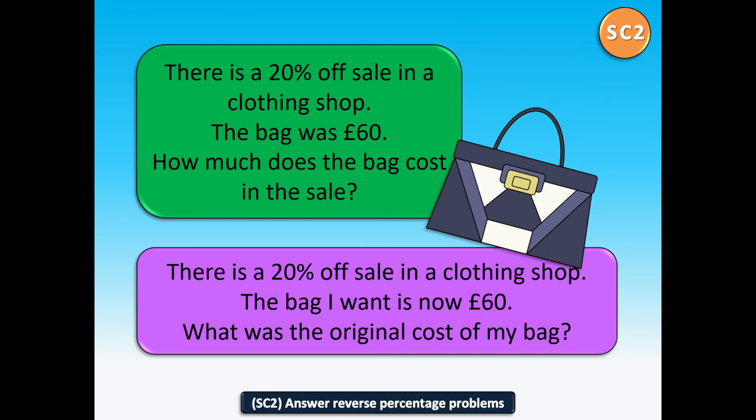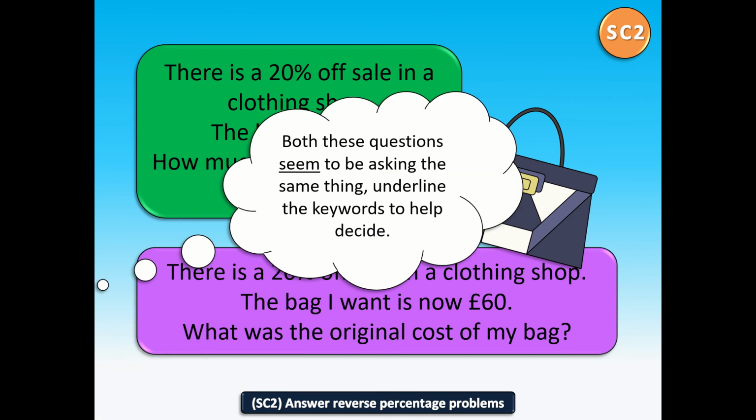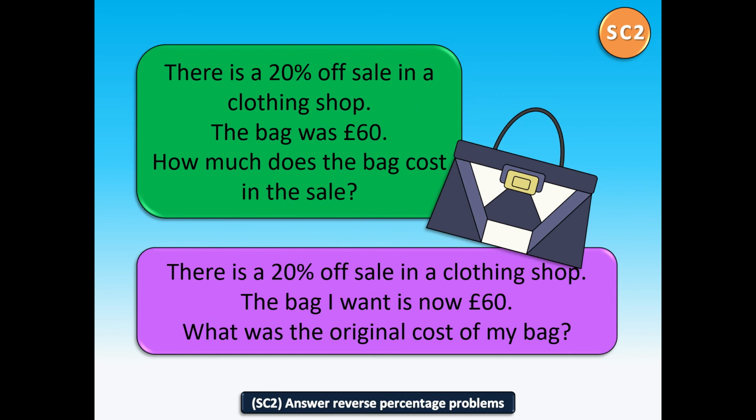If we have a look at these 2 questions, both these questions seem to be asking the same thing, so we underline the key words to help us decide what we're being asked to do. So if we underline the keywords, you can see the first question, you're told there is 20% off sale in a clothing shop. The bag was £60, so how much does the bag cost now? Whereas the second question is asking there is a 20% off sale in the clothing shop. The bag I want is now £60, so that's after 20% has been taken off. What was the original cost of my bag?